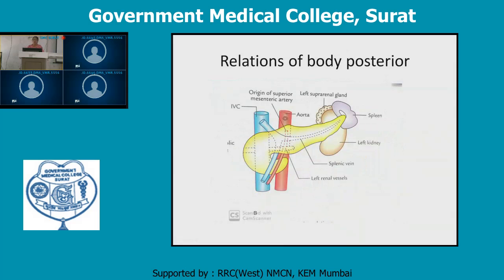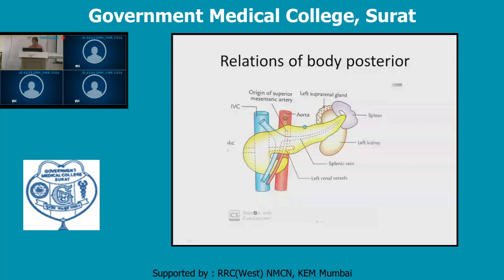Now see the posterior relations of the body. Remember, the body is triangular in cross section, and the posterior surface is flat, extending from the superior border to the inferior border, and not covered by peritoneum. This is the posterior surface, and from right to left, up to the uncinate process, it is related to the aorta with the origin of the superior mesenteric artery. You can see one important structure on the posterior surface. This is the splenic vein. Where was the splenic artery? Upper border.